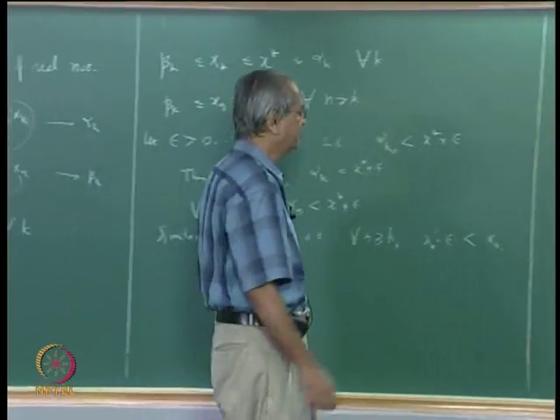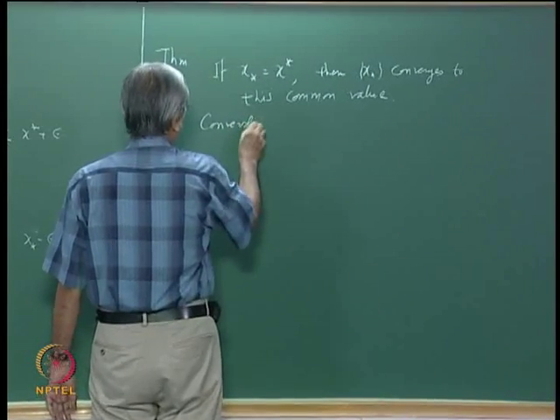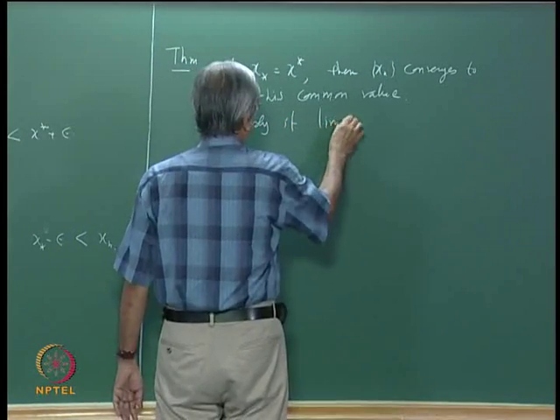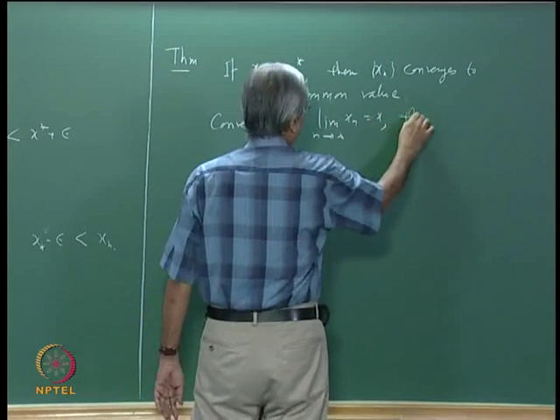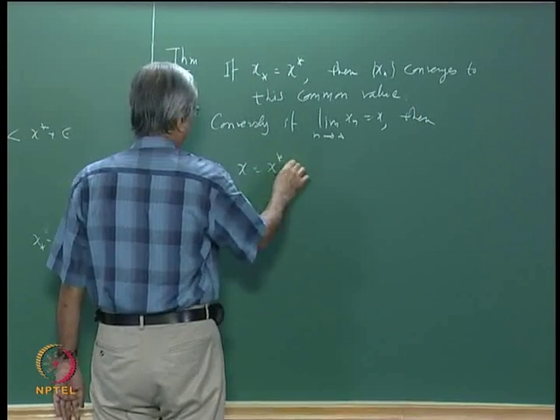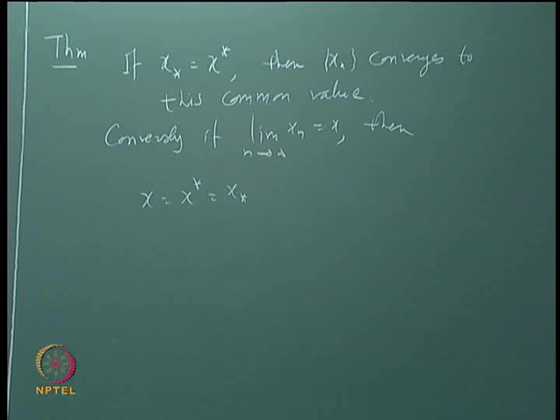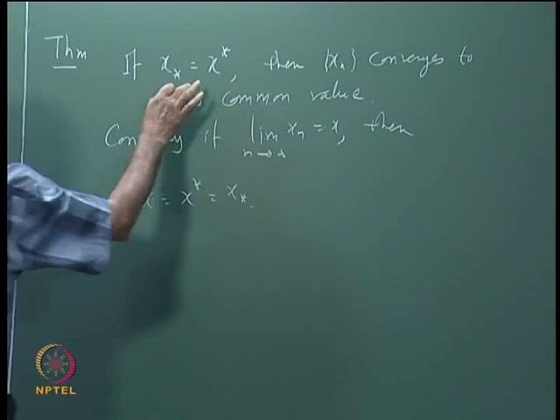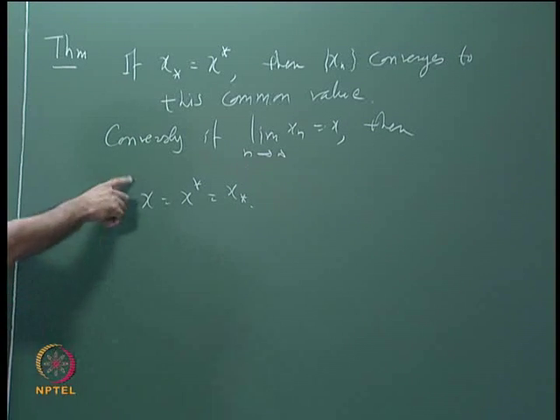Let me just write that. Conversely, if limit xn as n tends to infinity is equal to x, then x is equal to the limit superior, and this is equal to the limit inferior. Now this part we already proved. Let us just prove this other part.